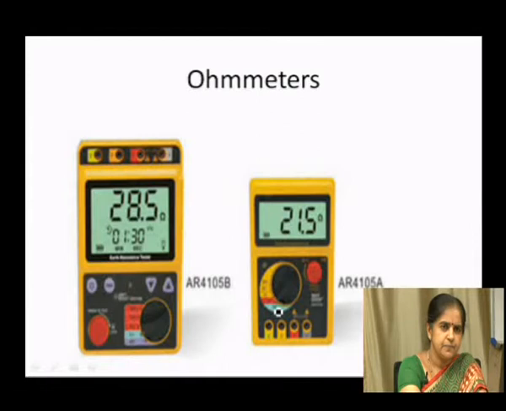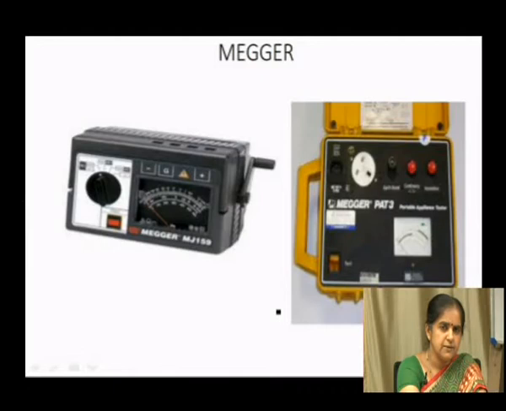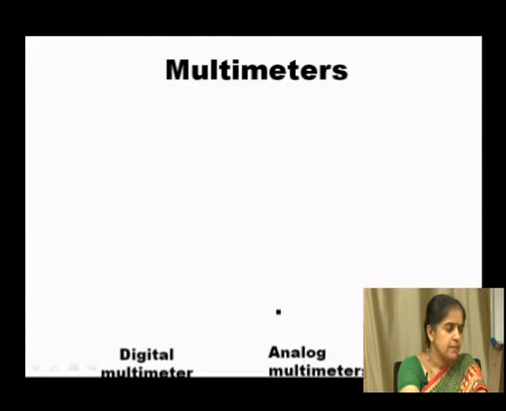So, these are digital ohmmeters, and these are meggers used to measure high values of resistance, that is insulation resistance. These are the different types of multimeters.